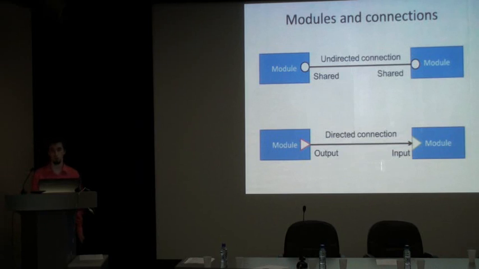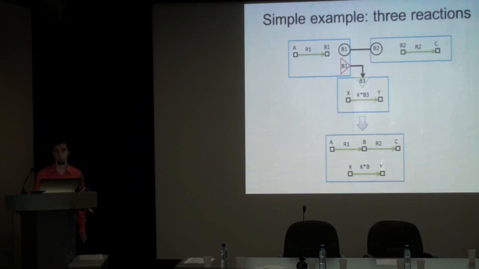If we have two models, we can connect them through an undirected connection between two shared parameters, or a direct connection. That means that one module passes a parameter value to another. A simple example of this approach is given here. Suppose we have three modules, each with one reaction, and here the reactant of one reaction is connected with the product of another, and that means stitching of those reactions and those species. Direct connection means using this parameter as a modifier for a reaction.